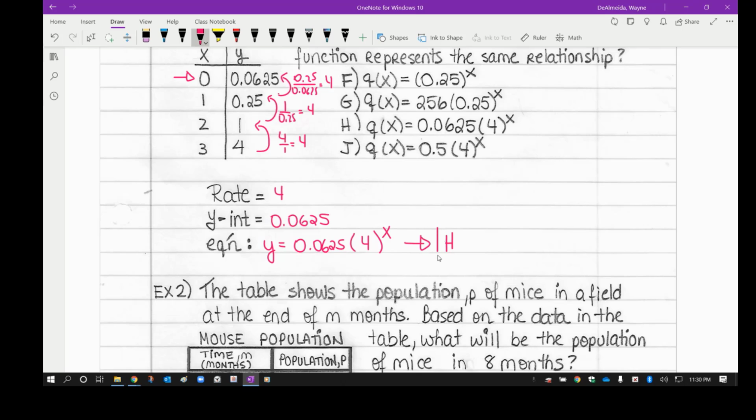Please remember that Q of X is the same thing as if I wrote Y, okay? This is function notation, and this is just using the Y.